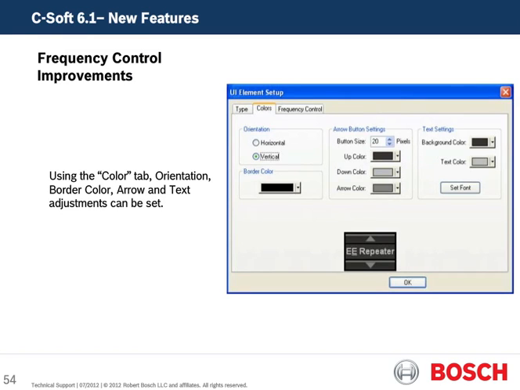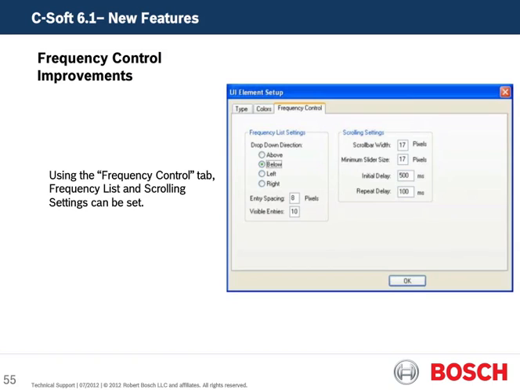Once the button type and line to associate with have been selected, click the Colors tab. You can now choose horizontal or vertical alignment, the border color, the arrow size, up-down colors, background color, and text color. The button's font parameters can be configured using the Set Font button. The Frequency Control tab allows you to configure the frequency list position and scroll settings.